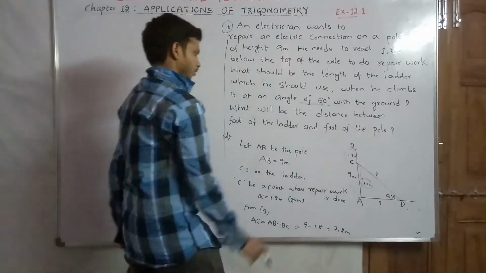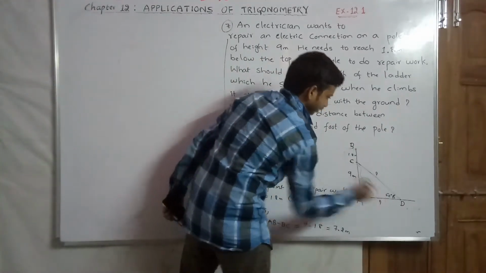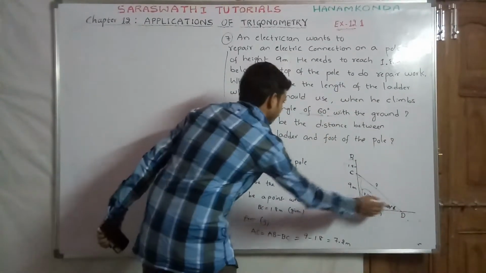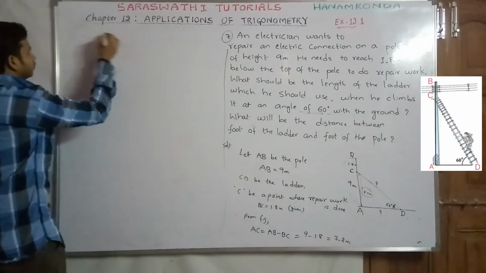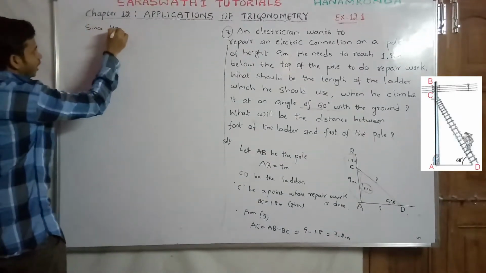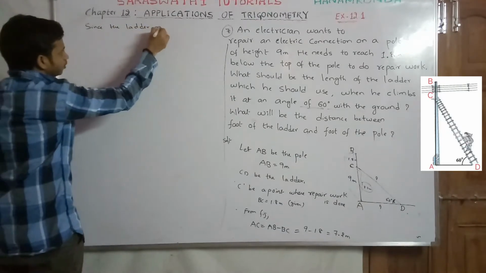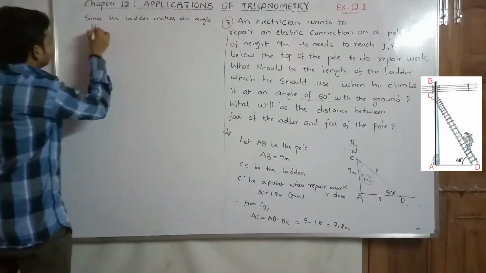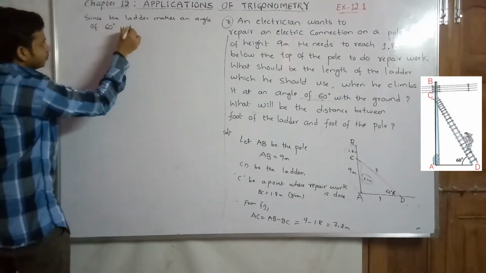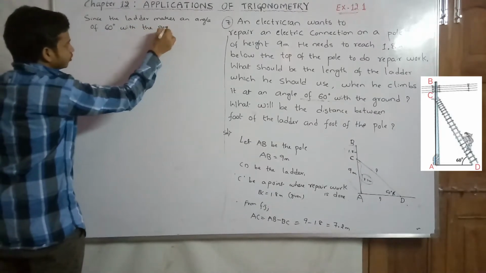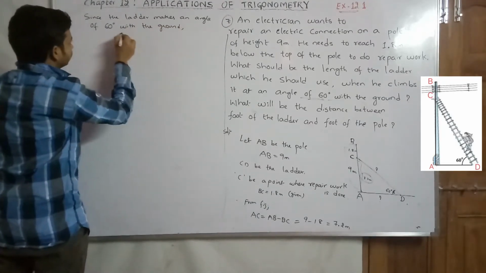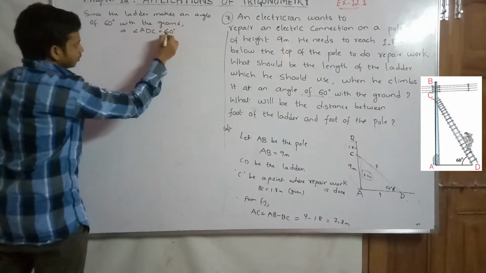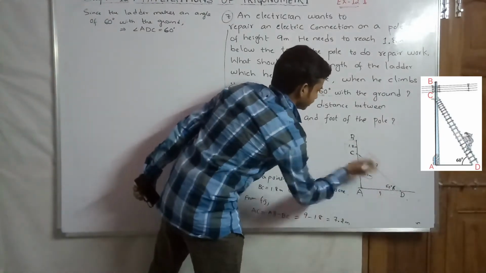Now in triangle ACD, angle D equals 60 degrees, as given in the question. Angle ADC equals 60 degrees. Since the ladder makes an angle of 60 degrees with the ground, it implies that angle ADC equals 60 degrees.